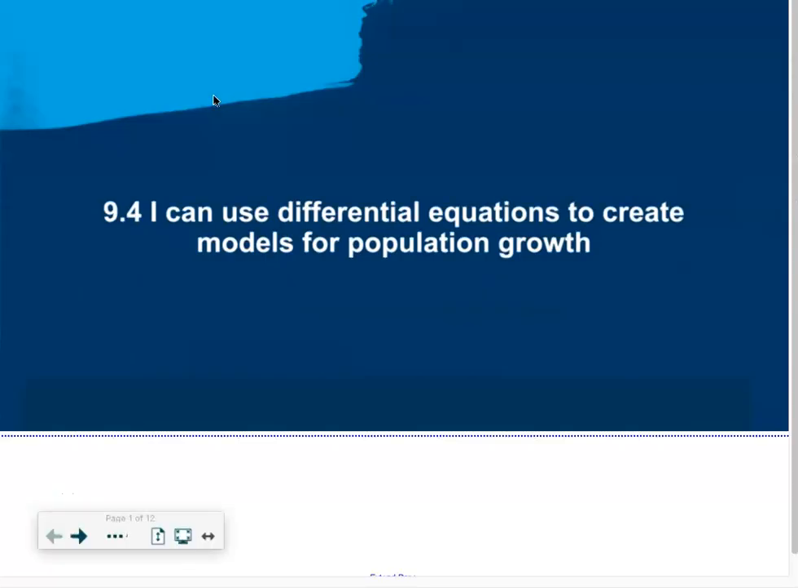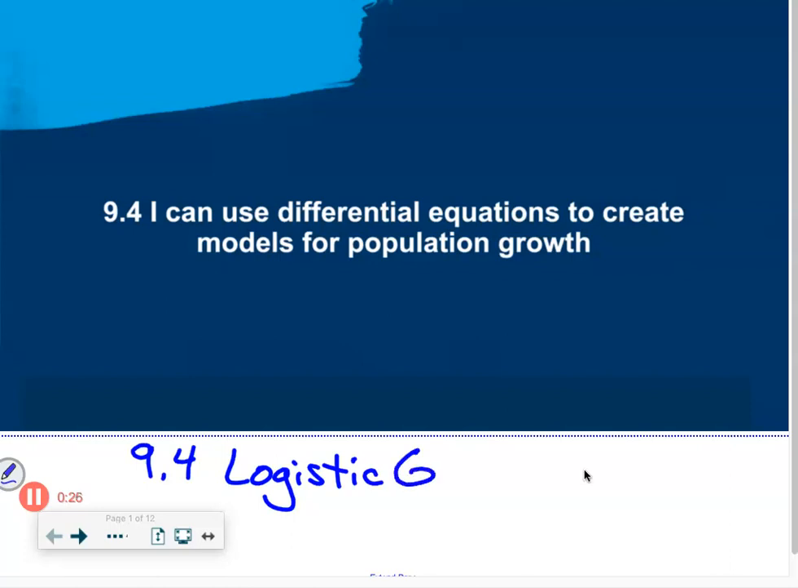So the first thing I'm going to do is tell you that this learning target, I can use differential equations to create models for population growth, doesn't exactly describe the section very well. So if you'd like to just put a title and don't want to write the whole learning target down, I would title this logistic growth. That's what I would call section 9.4.